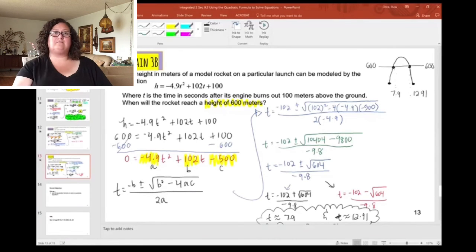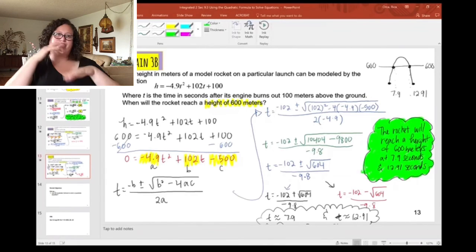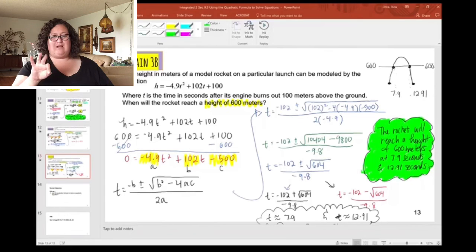seconds. Because this is a word problem, let's go ahead and write our answer in a sentence. The answer is the rocket will reach a height of 600 meters at 7.9 seconds and 12.91 seconds.